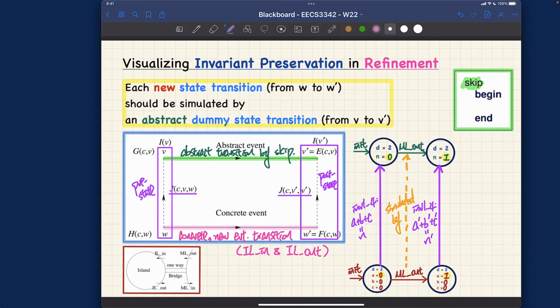For example, you can see in this case, we have ML out. That's the concrete version of the event. And we have ML out over here, that's the abstract version, right? Let's just remind ourselves. We say that this ML out over here, this abstract version, simulates the concrete version, which is over here, right?